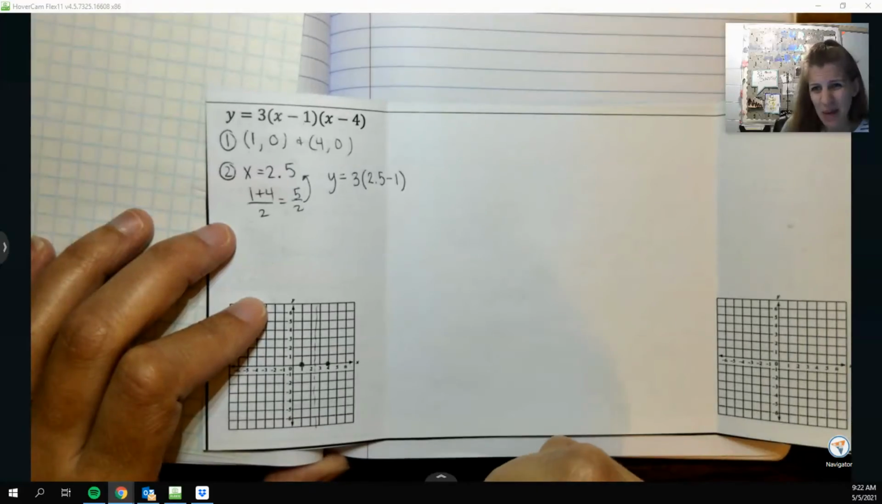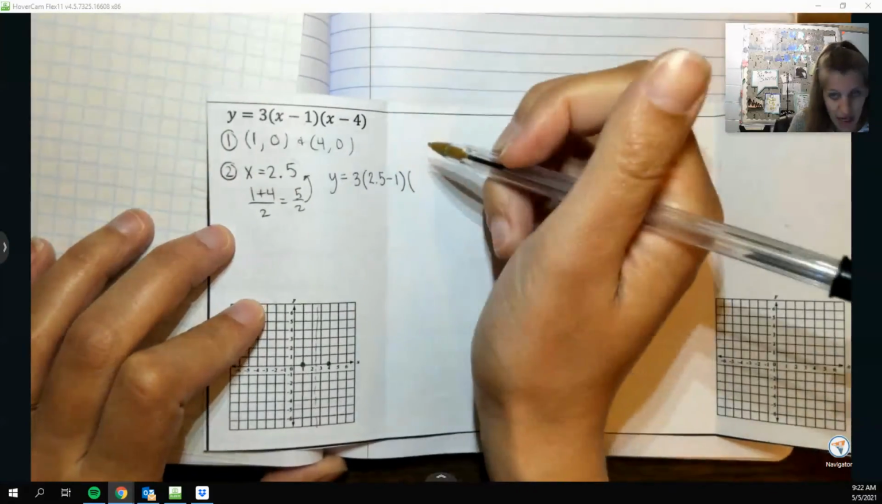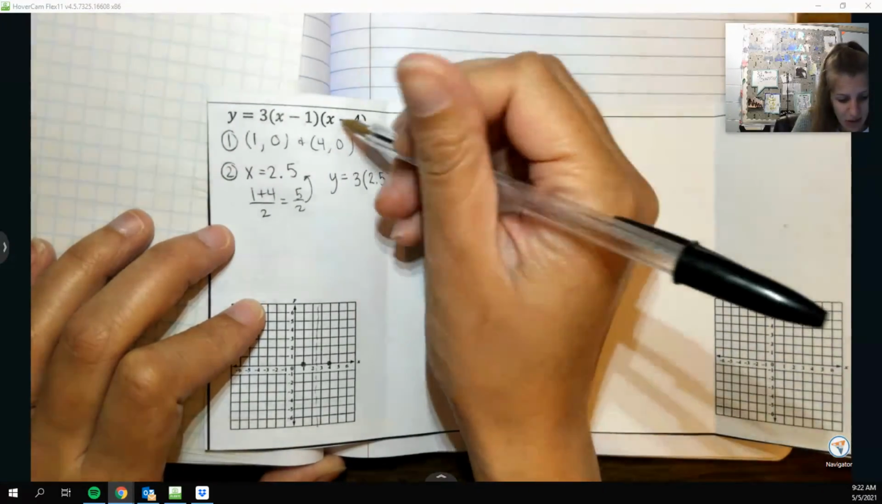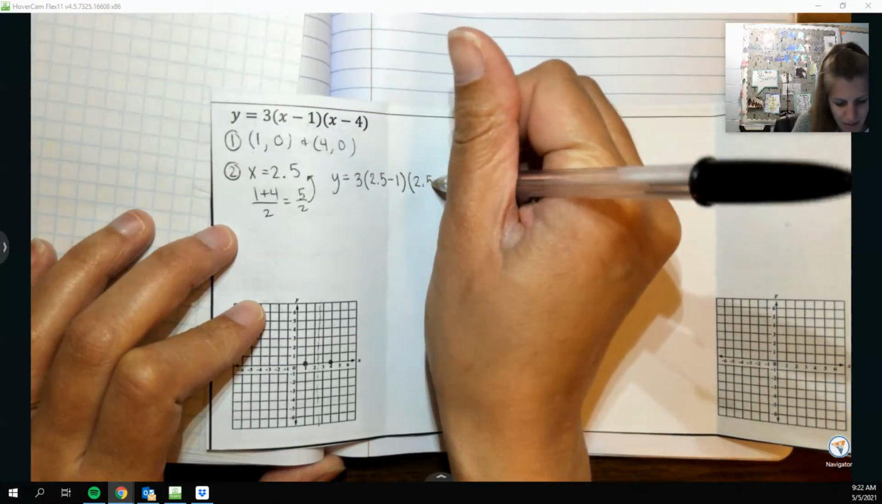On a graph, it's kind of better. I hate to admit it. And then we'll do 2.5 minus 4.